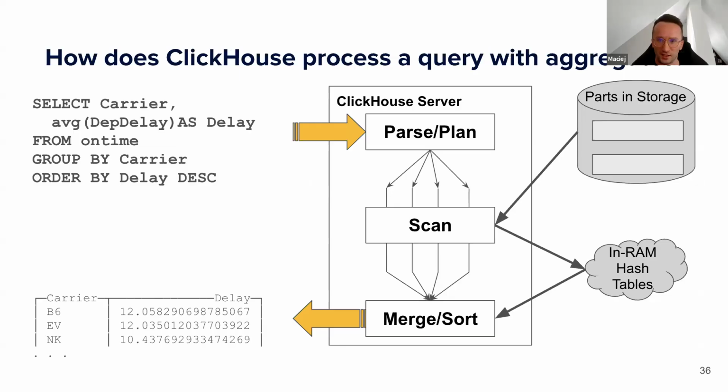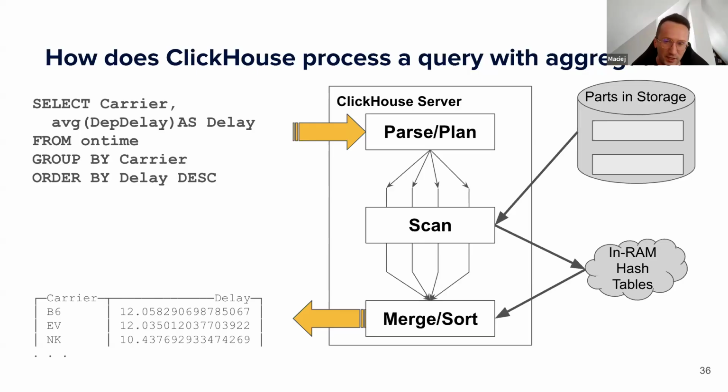Now we will talk about how ClickHouse processes a query with aggregates. So this is quite interesting. If you have a GROUP BY, like here in the example, we calculate the average delay for a carrier from the flights table. After ClickHouse parses the query, it will build the memory structure, analyze the query, apply some optimizations, and then the planner will tell the executor how to get the data.